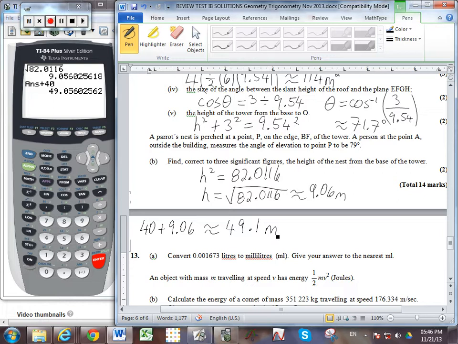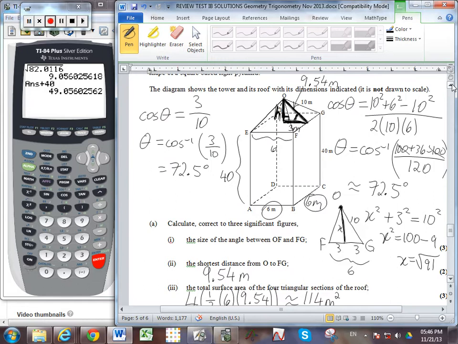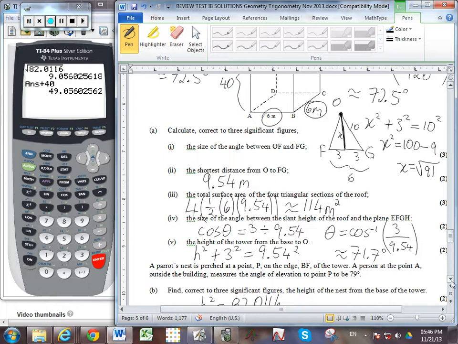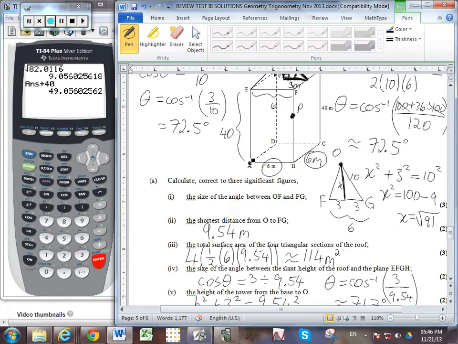Alright, part B. Find correct to 3 significant figures the height of this parrot's nest from the base of the tower. So let's draw the diagram. It's been told that the parrot's nest is at a point P on the edge BF. So the edge BF, there's a parrot's nest somewhere along the edge, perched somehow on the edge of the building. A person at point A outside the building measures the angle of elevation to point P to be 79 degrees. So someone standing right here was able to see that that angle of elevation was 79 degrees.